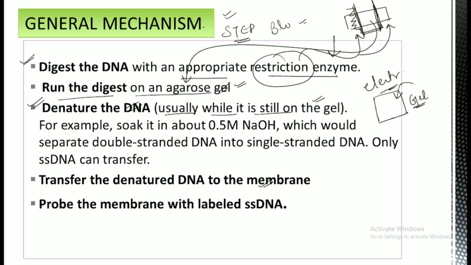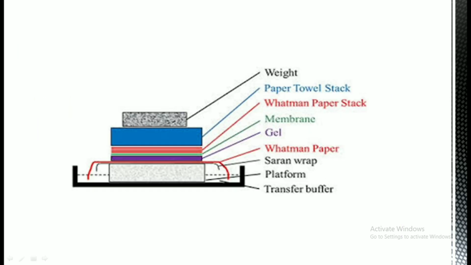After that, the transfer of the denatured DNA is done onto the membrane. This is the main step of transferring the DNA molecule onto the membrane, that is the blotting membrane. And finally, the membrane is probed with the labeled single stranded DNA. That means now we would be labeling our DNA. What is the complete procedure in terms? So this is how the setup is done.